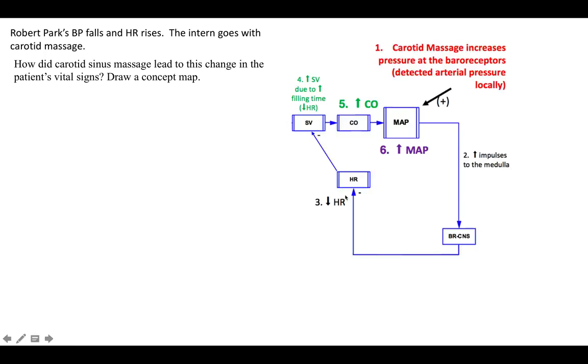So by slowing the heart rate here, as opposed to what you would normally think, decreased heart rate, decreased cardiac output, what you're actually doing is allowing more filling time. And that increases your stroke volume, and that results in a net increase in cardiac output and an increase in MAP, not a decrease. And that's why during this pathology, you get the opposite response that you might expect. By allowing more time to fill, you make cardiac output go up, not down, and you increase the MAP, and Robert Park begins to feel better.